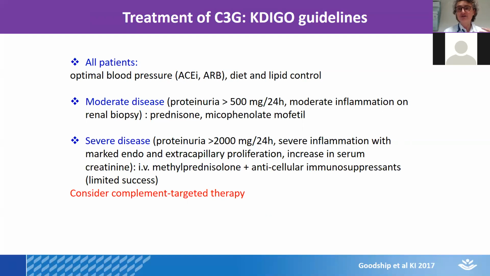If the disease is moderate, so you have low-grade proteinuria and moderate inflammation, most patients will be given prednisone, so steroids, and mycophenolate mofetil. If the disease is more severe, with nephrotic range proteinuria and very severe inflammation, with or without initial kidney damage, you will probably be treated with more intense immunosuppression with intravenous steroids, methylprednisolone, and other forms of immunosuppression that are more rapidly acting, such as anticellular, antiproliferative agents. The most frequently used one is cyclophosphamide. And you can then consider complement targeted therapy that I will speak about shortly.